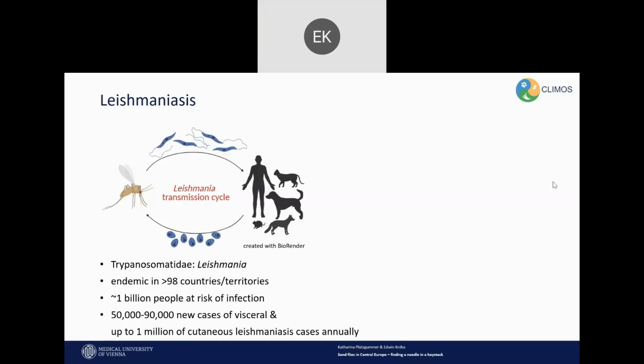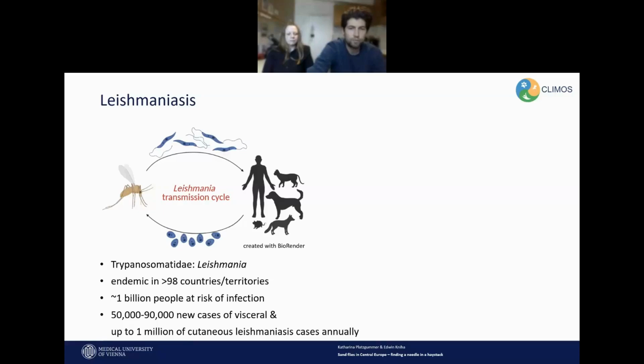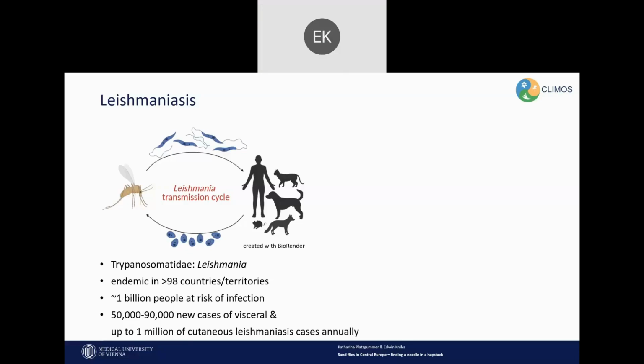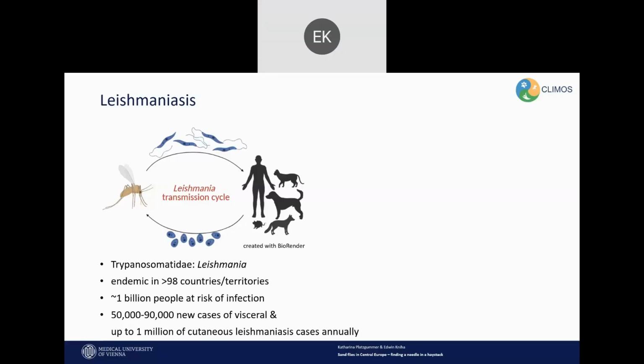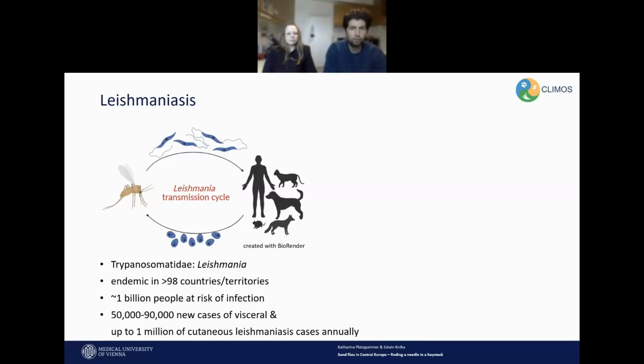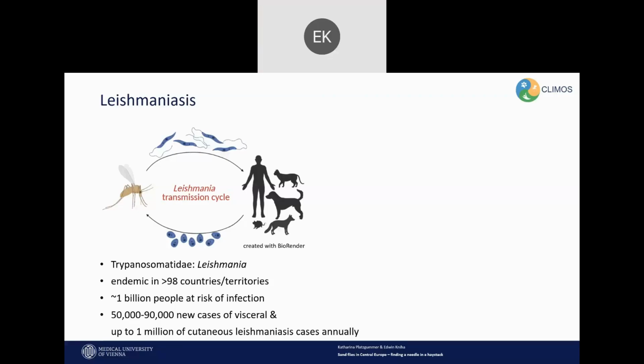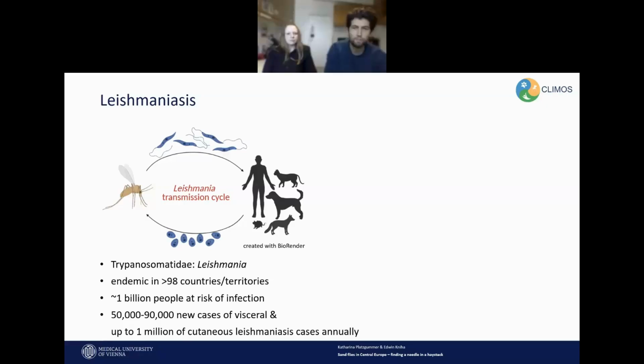Approximately 98 countries or territories are endemic for leishmaniasis, and the WHO estimates that approximately 1 billion people are actually at risk of infection. Not going into detail, because leishmaniasis is a very complex disease. The visceral form, the deadly form in humans, causes approximately 50 to 90,000 new cases, and is, if untreated, most likely deadly. And the cutaneous, the second major form, cutaneous leishmaniasis, approximately causes 1 million cases annually.